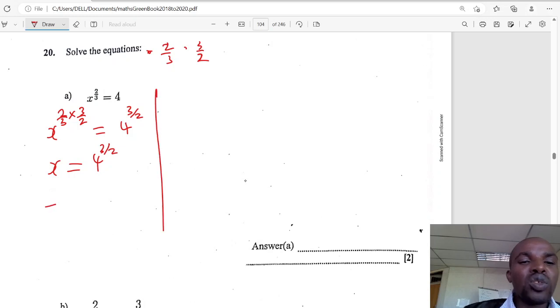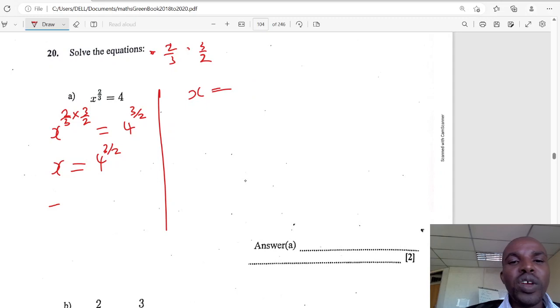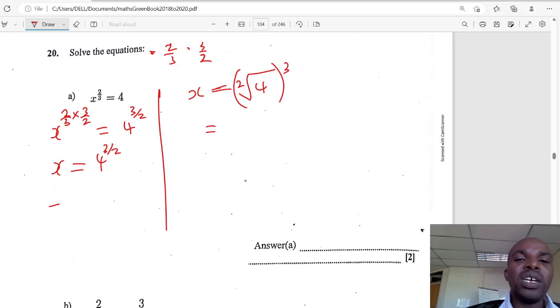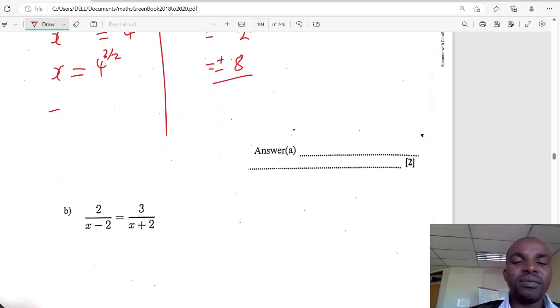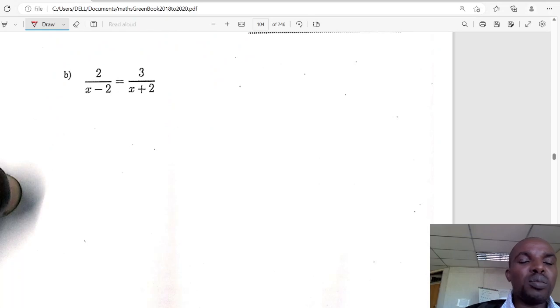Then you apply the laws of indices here. So you say x is equals to, you put 4 here, you put the square root 4, then 2 here, then 3 as the power. So square root of 4 is 2 to the power 3, then 2 to the power 3 is 8. Square root of a number is always plus or minus. So it's plus or minus 8. Done.